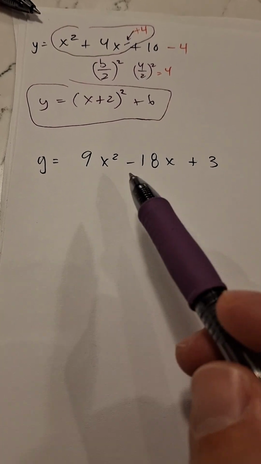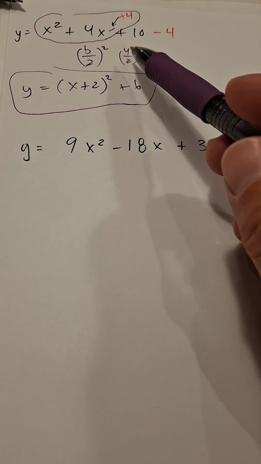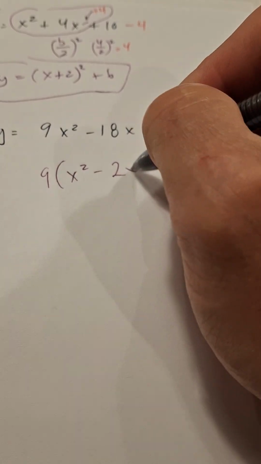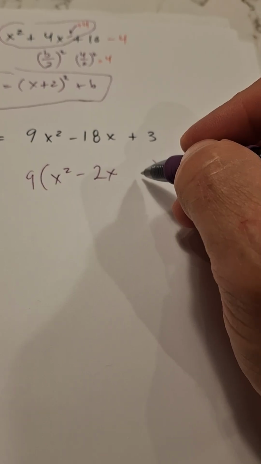Okay, now this one's a little spice because we have a leading coefficient here. You can't use this formula b over 2 squared unless this coefficient's 1. So the first step here is to factor out a 9 just out of these two terms. I'm going to leave a space here because I'm going to put my magic number in here to complete the square. I'll leave the 3.